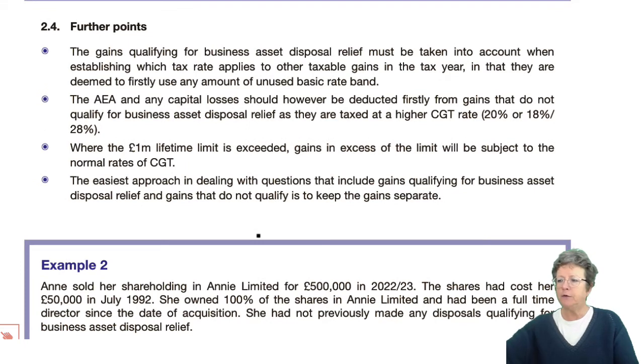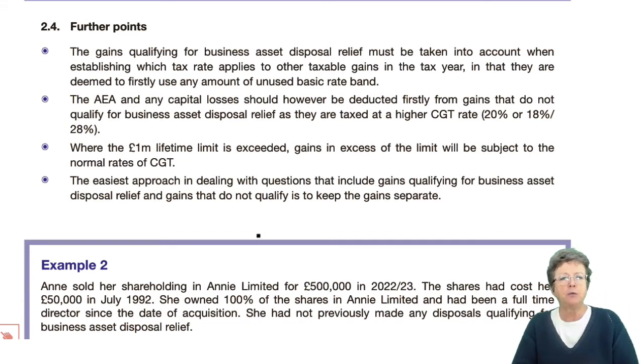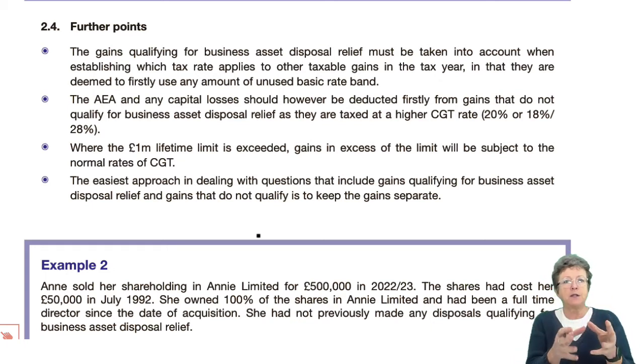Further points that we need to consider. The gains qualifying for the relief must be taken into account when establishing which tax rate applies to other taxable gains in the year, because they are deemed to use up the basic rate band first. Now, in the previous chapters, you will know that we did that. We used the income tax position to work out how much basic rate band was left in order to then tax some of the gains at basic rate and some at high rate.